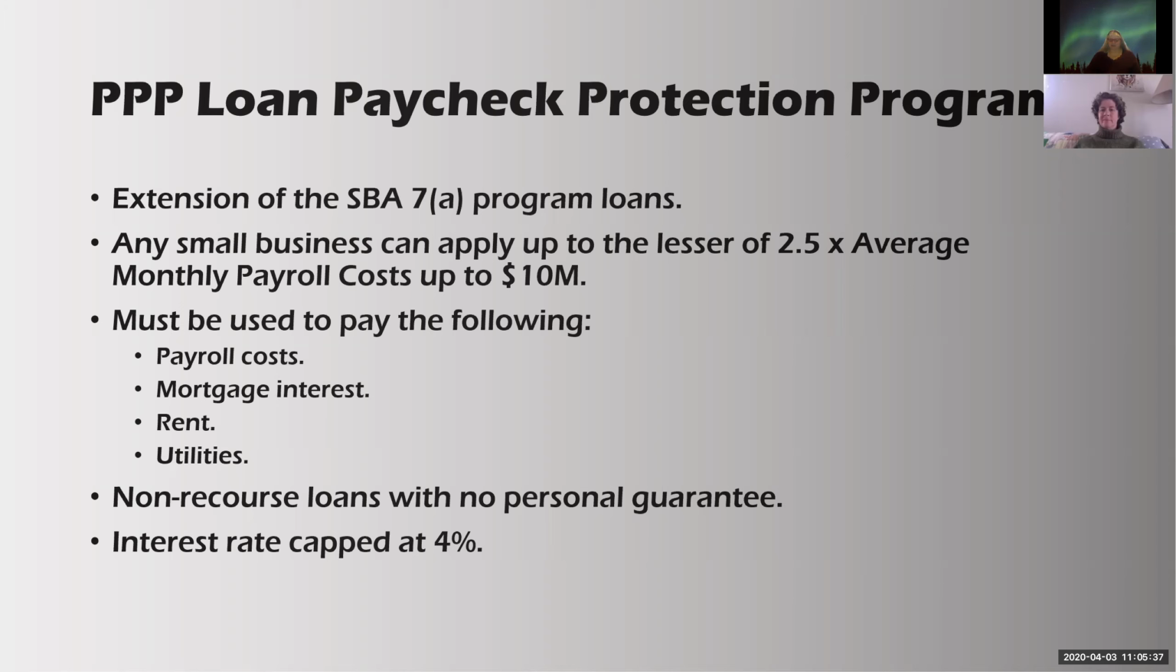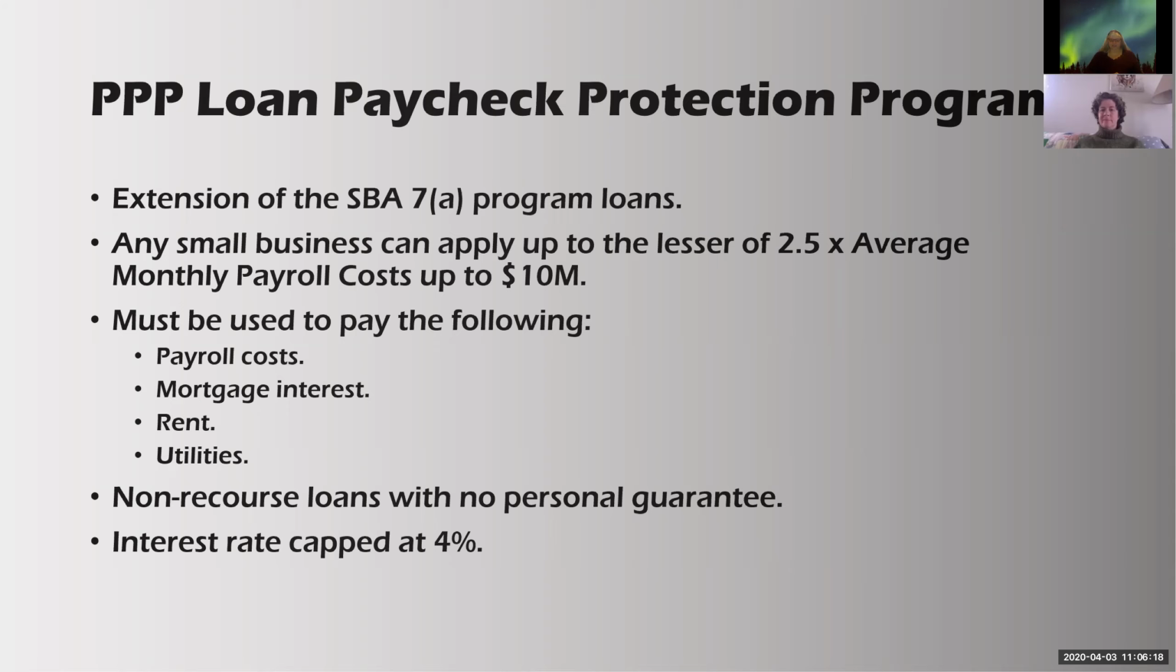Any small business can apply for this, up to 2.5 times the average monthly payroll costs, up to $10 million. Now keep in mind, these originally were for only those businesses with 500 or fewer employees. But the PPP loans actually can go higher than that. They can have more employees depending on what industry they're in. Restaurants and hotels fall into this category.